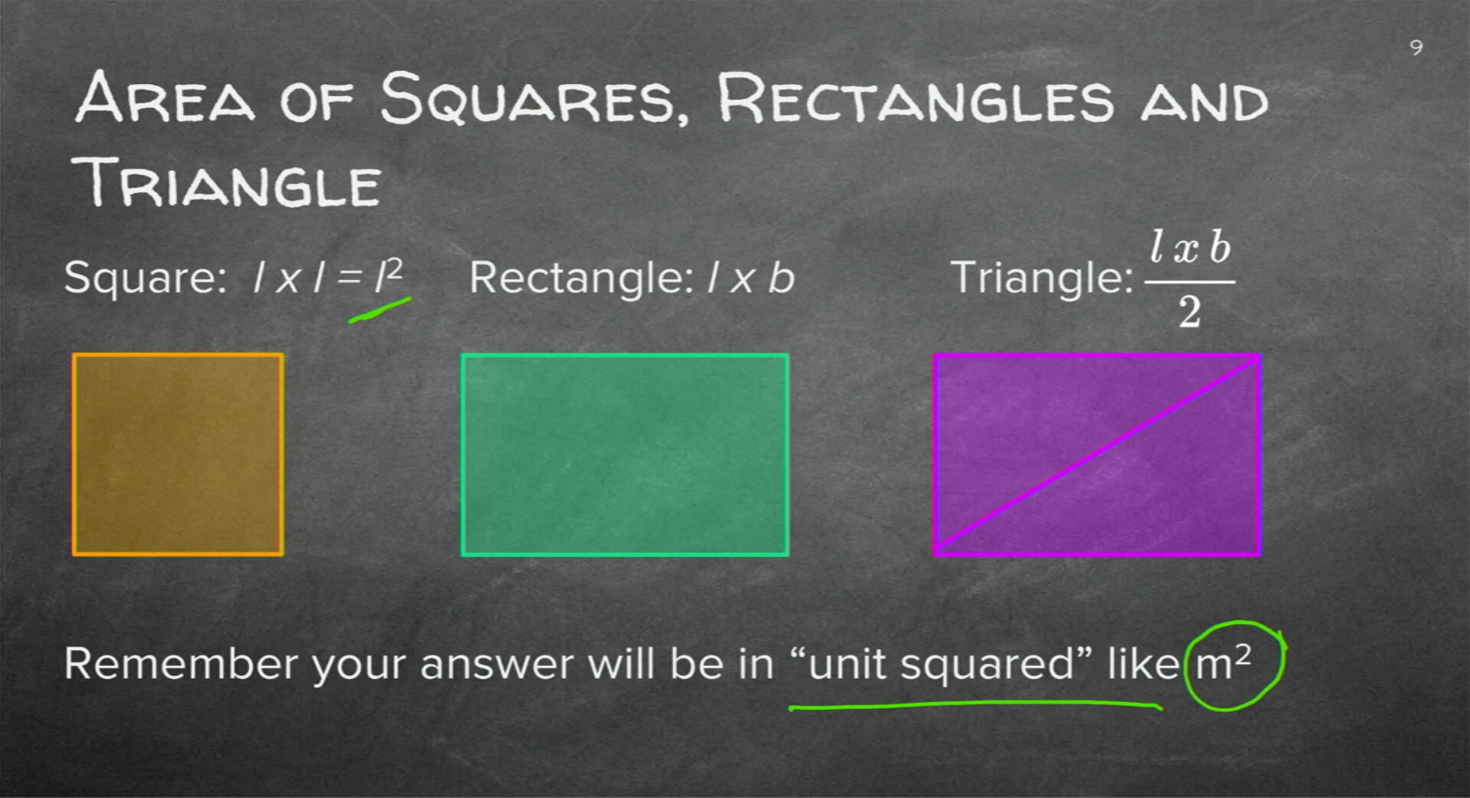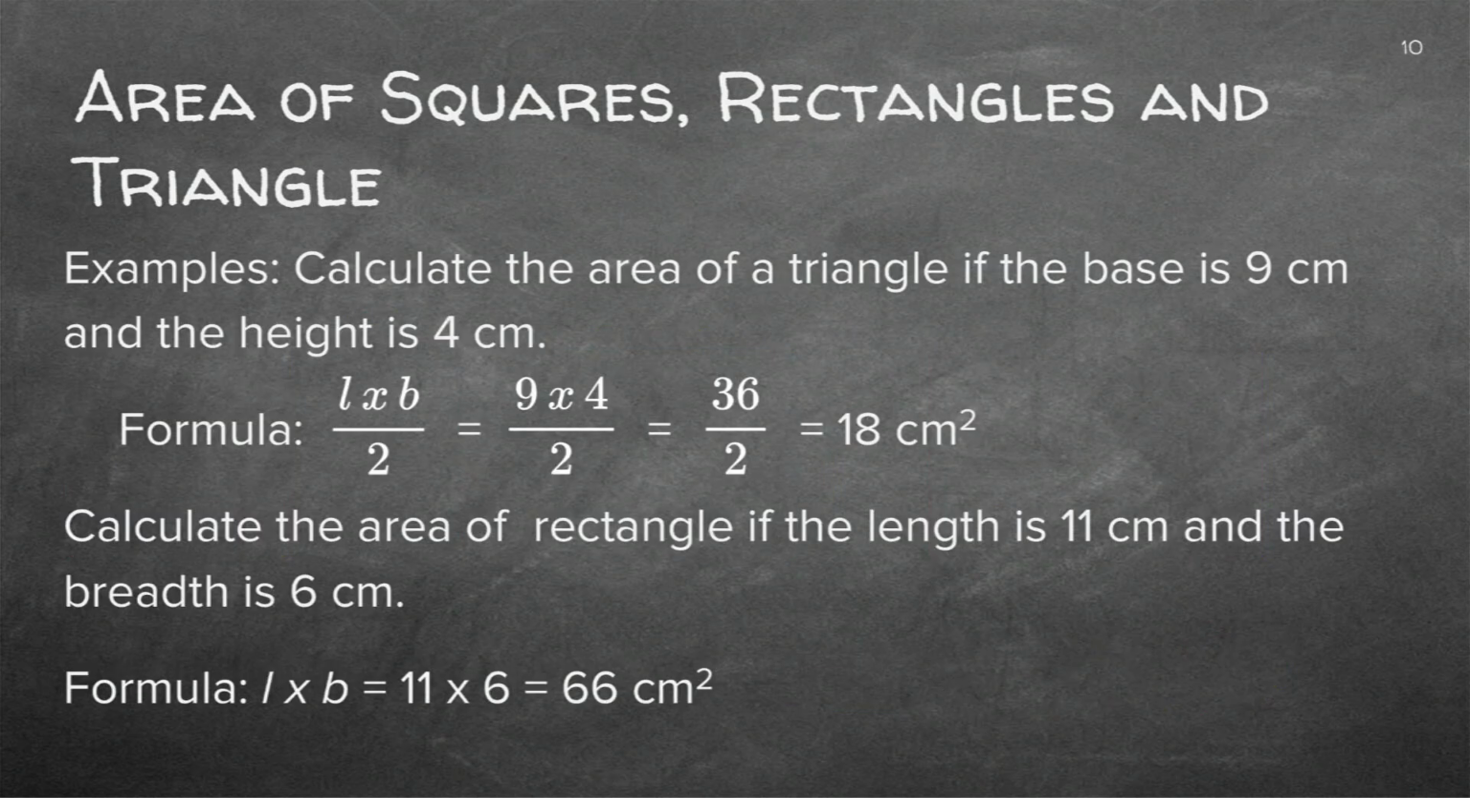A rectangle, you just multiply the length and the breadth, and your answer will be in meter or centimeter or millimeter squared. And your triangle, that's logical, right? Because it's just half of a rectangle. Can you see? So the formula would be half of a rectangle. So that's why it's length times breadth over 2. The best way to do this is just to do some examples.